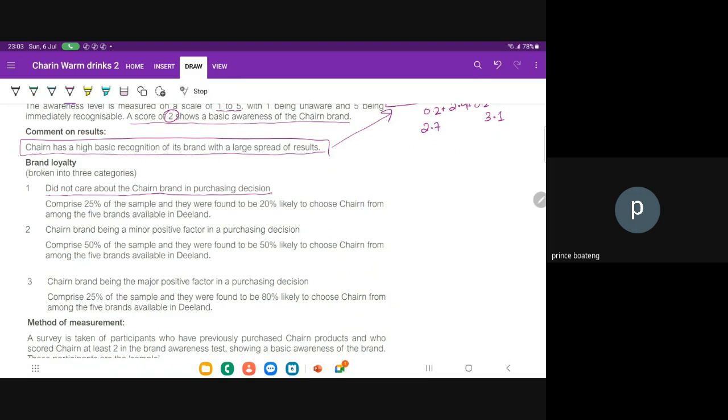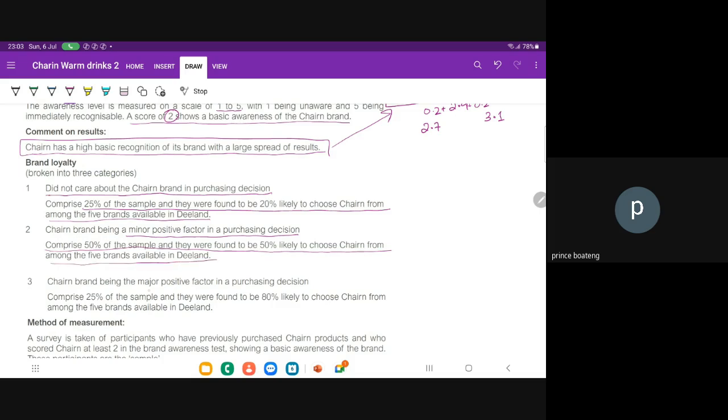This is comprised of 25% of the sample, and they were found to be 20% likely to choose Sharon from among the five brands available in the D-Land. Then the second category is Sharon brand being a minor positive factor in the purchasing decision. They comprise 50% of the sample, as they were found to be 50% likely to choose Sharon from among the five brands available in the D-Land.